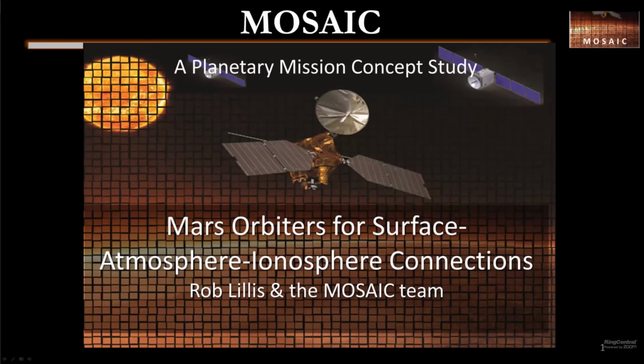Okay, so I'm going to talk about MOSAIC. As Michael said, it stands for Mars Orbiter for Surface Atmosphere-Ionosphere Connections. And I'm something of a figurehead for a large effort involving approximately 50 scientists from across the UN.